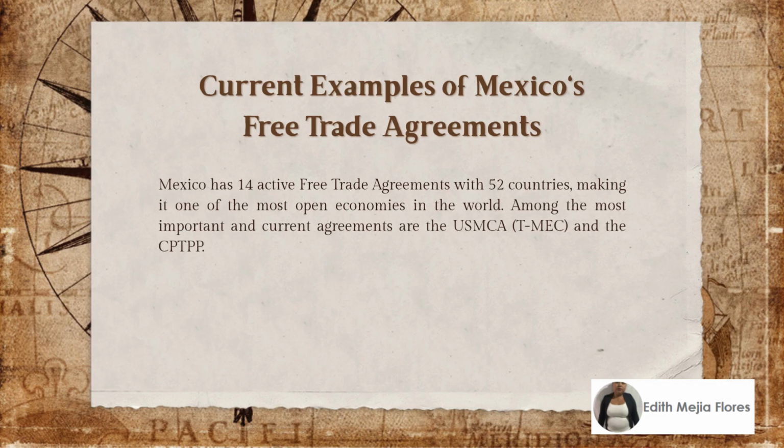Current examples of Mexico's free trade agreements. Mexico has 14 active free trade agreements with 52 countries, making it one of the most open economies in the world. Among the most important and current agreements are the USMCA, TMEC, and the CPTPP.